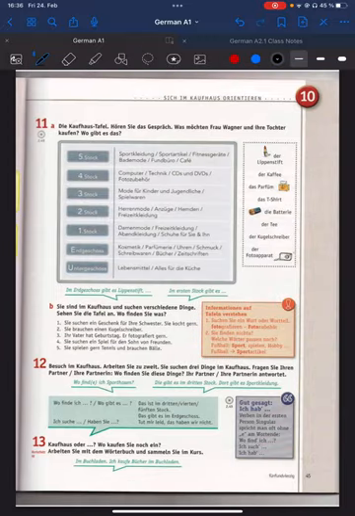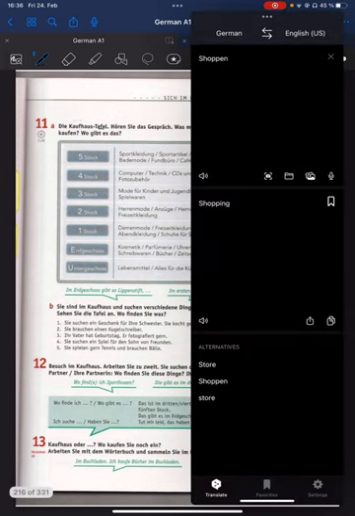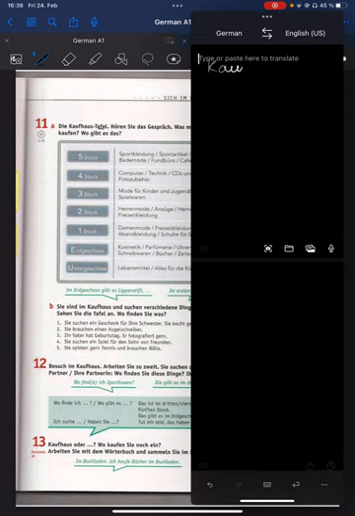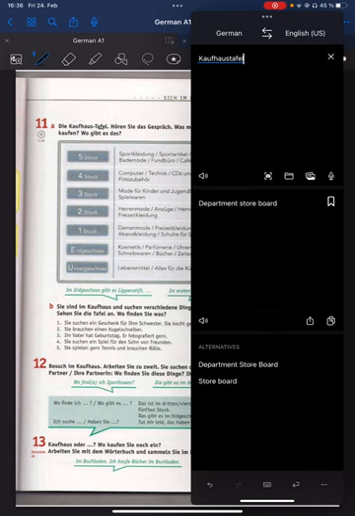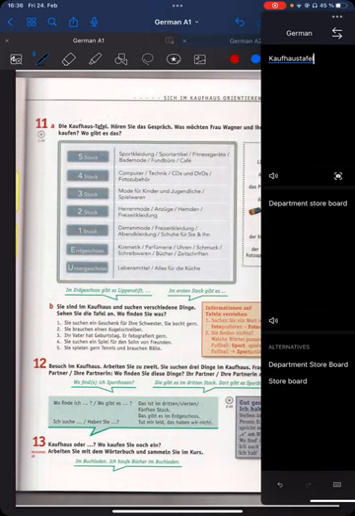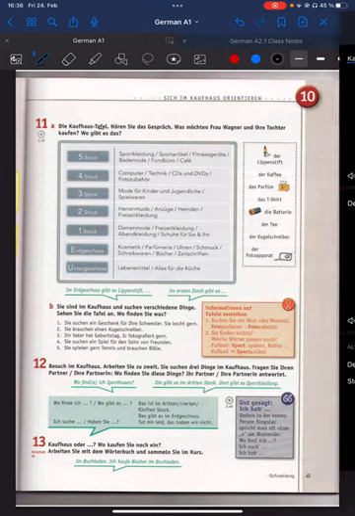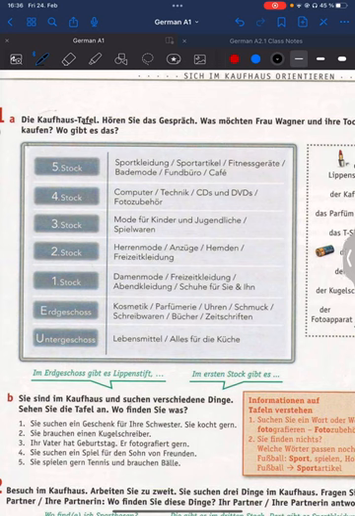Die Kaufhaustafel. Okay, Kaufhaus is a mall, shopping center. What is Tafel? Okay, board. Store board. So, where you will see all this, what is there on which floor?